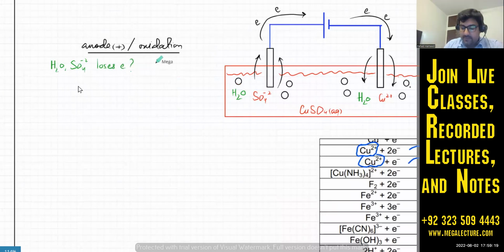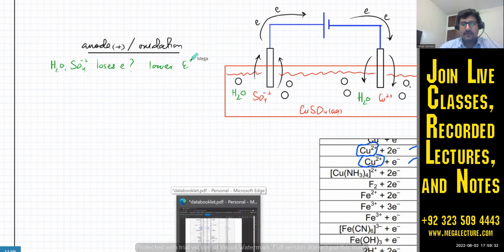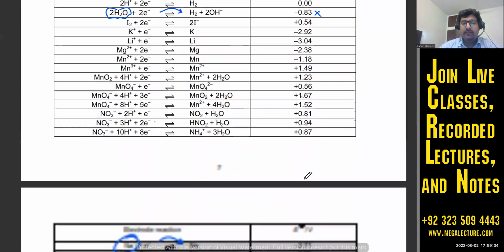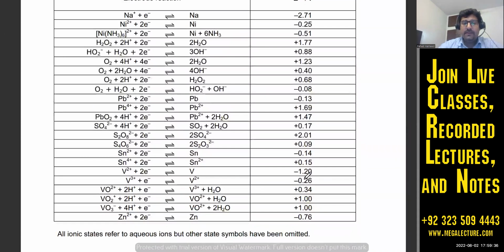And who loses electrons? The one that has the lower E naught has the greater tendency to actually lose electrons. So now I'm going to open the data booklet again and figure out equations where water and SO4 minus 2 are losing electrons. You can remember it's losing electrons. At the anode there will be no gain, it's going to be loss of electrons. So open the data booklet again, and I've got this one equation where SO4 minus 2 loses electrons backward, right? So I've got 2.01 volts.